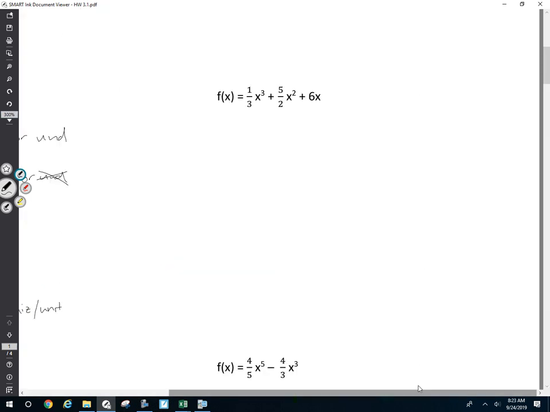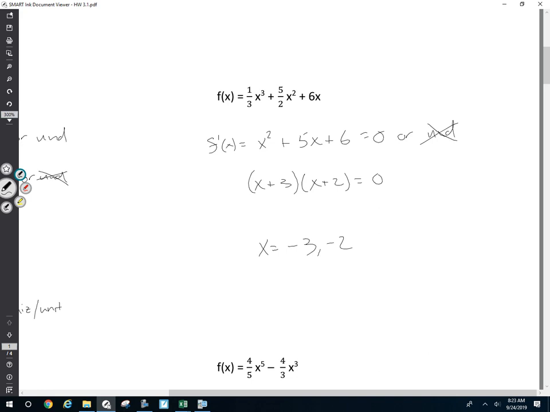All right, let's see this guy. Hopefully this one works out. 3 times 1/3 is just 1, so this is x squared. 2 times 5 is just 5. 6. This is nice. There's no denominator. Don't have to worry about that. I can factor this easily. So this has possible maxes and mins at -3 and at -2.